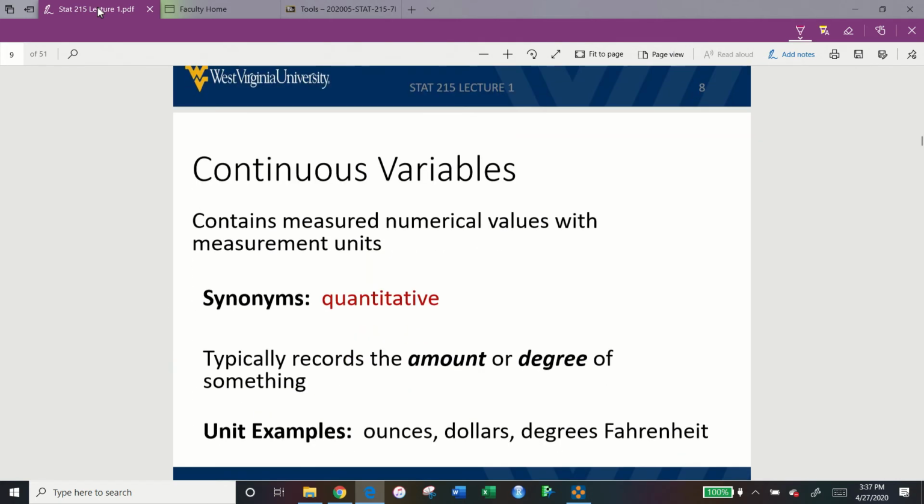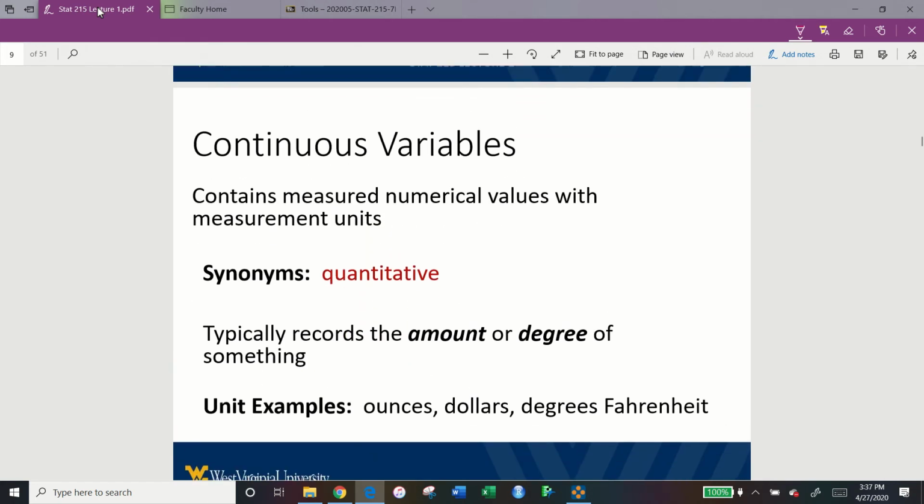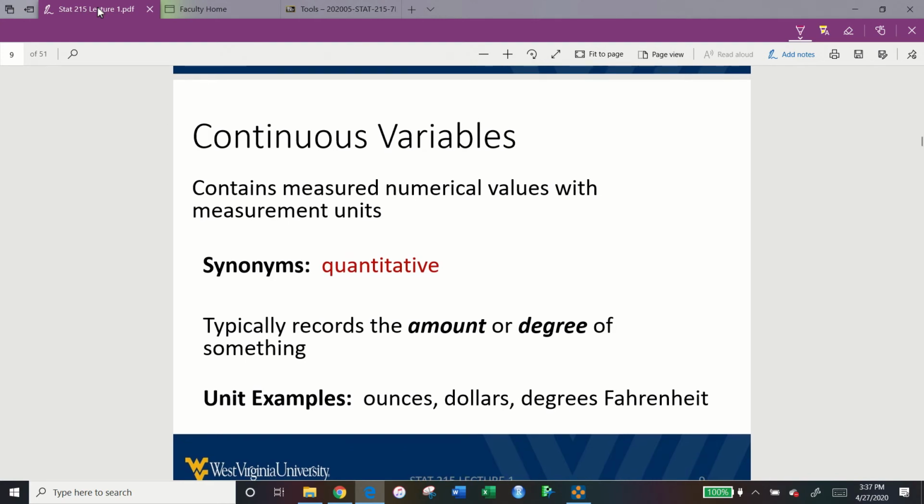Another type of variable is continuous variables. This contains measured numerical values with measurement units. Some synonyms you might hear me say are quantitative variables, or just quantitative. Typically, this records the amount or degree of something. So some examples might be ounces, dollars, degrees in Fahrenheit or Celsius.